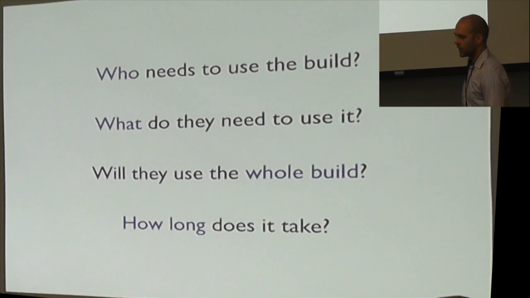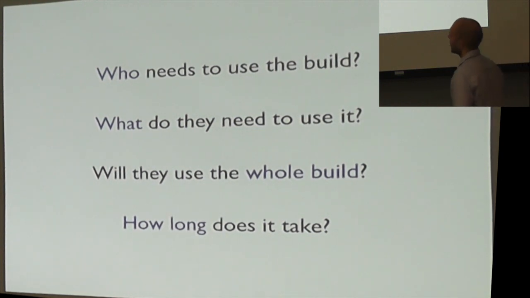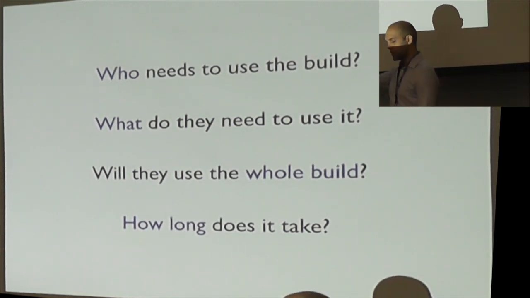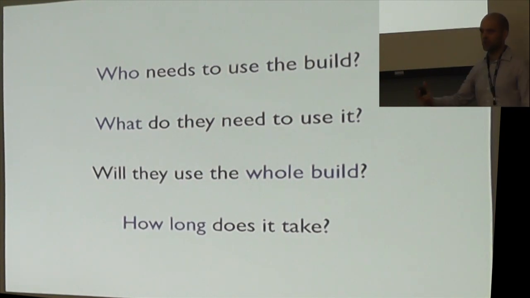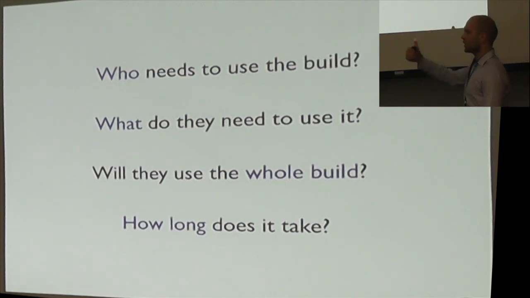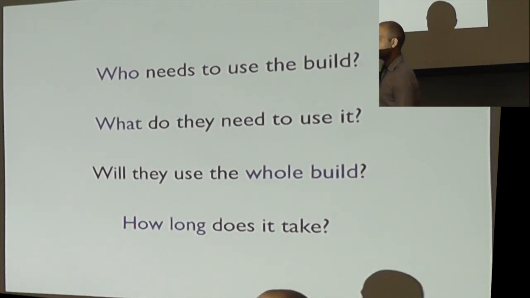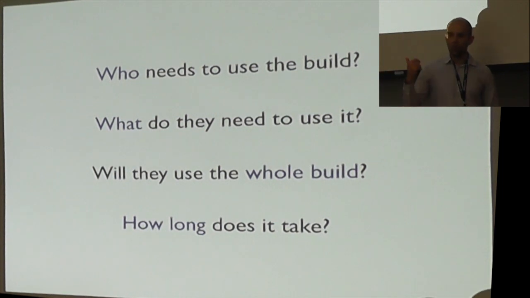Okay, so I'm going to really finish up now. So I've talked about automation, repeatability, and fast execution as fundamental attributes we want from our builds. But there are other things you need to think about. Who is going to be using the build? Is it always the same people? What do they actually need in order to use your build?